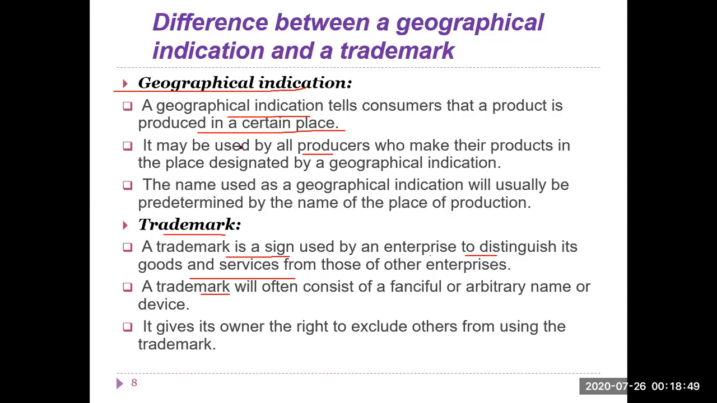Third, the name used as a geographical indication is usually predetermined by the place of production. It's mandatory; the place will be there. But in the case of a trademark, it gives the owner the right to exclude others from using that trademark. So that is the difference between geographical indication and trademark.